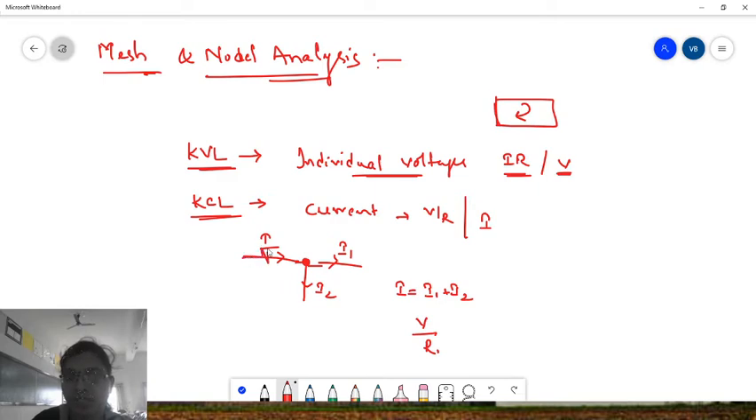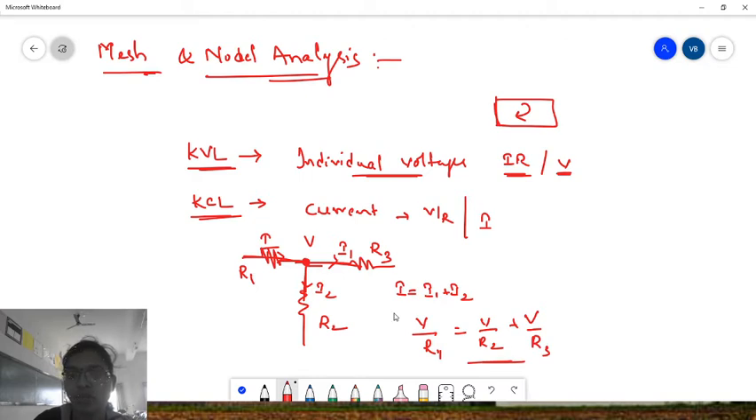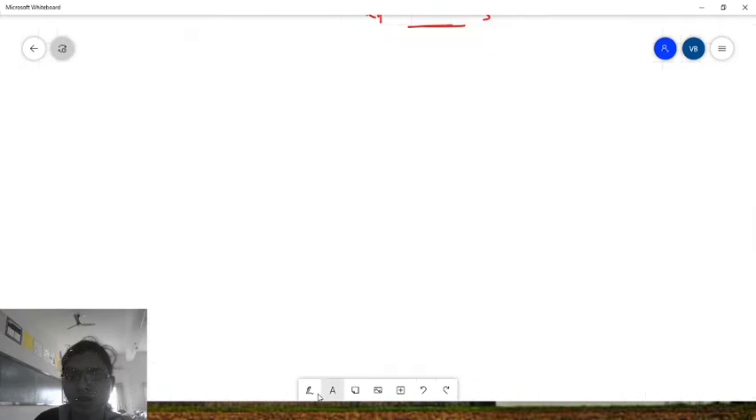So if we have a resistance R1, a resistance R2 and a resistance R3, then how do we write this, taking the voltage at this particular node as V? V by R1 is equal to V by R2 plus V by R3. Likewise you are going to apply KCL and KVL. KVL is applicable in a loop, and KCL is applicable at a particular node. By using these principles, now we are going to solve some problems.